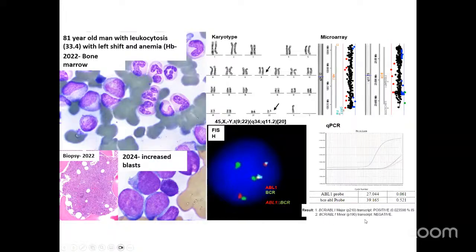And interestingly enough, in this patient, the PCR did not pick up BCR-ABL at a level that one would expect in a diagnostic marrow that has either not been treated or has blast crisis. You can see that the BCR-ABL major transcript was positive at a very low 0.02% on the international scale, and minor was negative. So that was perplexing: you're seeing it in karyotype, you're seeing it in FISH, but you cannot pick it up by qPCR.